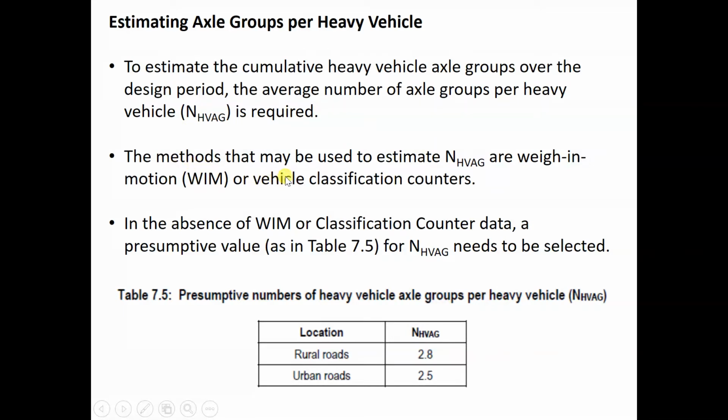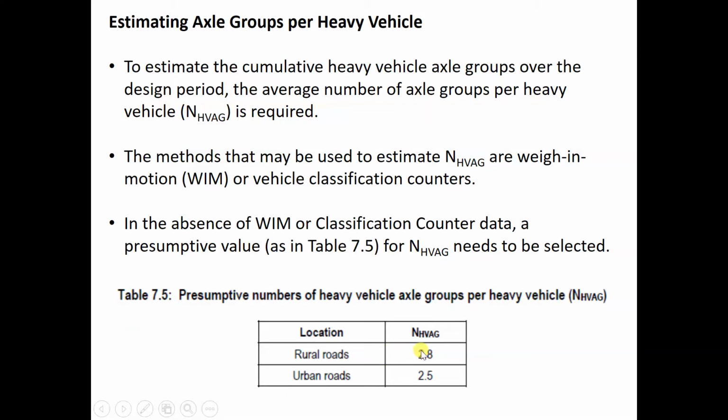The methods that may be used to estimate NHVAG are weigh-in-motion or a vehicle classification counter. Actually, they have some methods to find the average axle group for a heavy vehicle. If you don't have it, then we can base it on this one. This is some sort of recorded data.